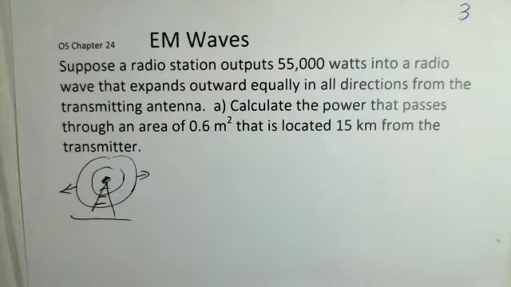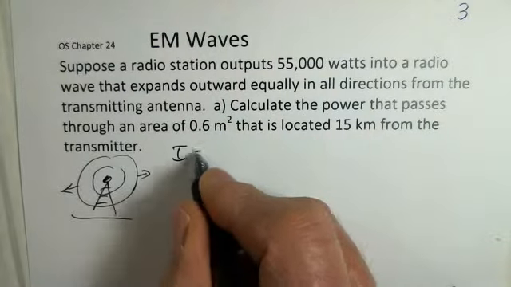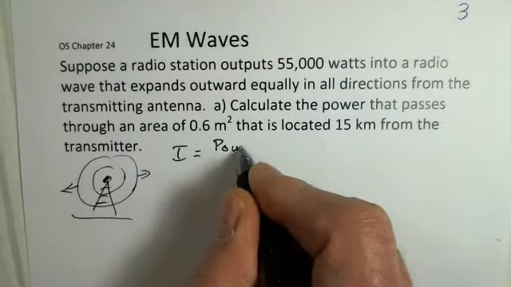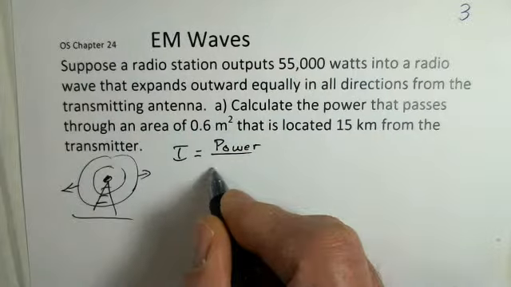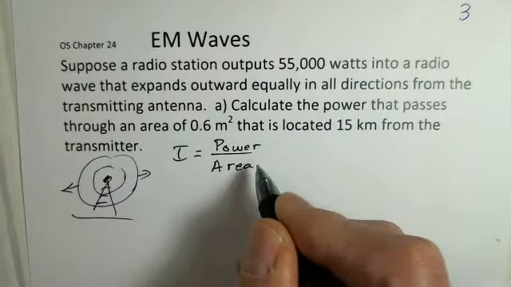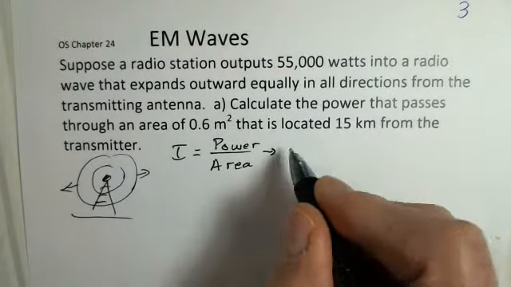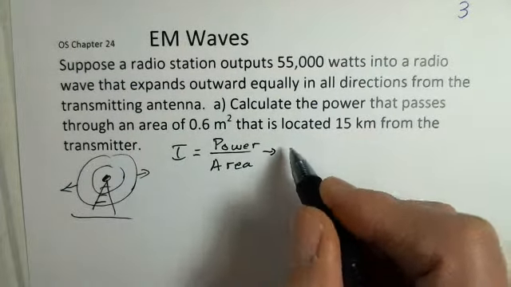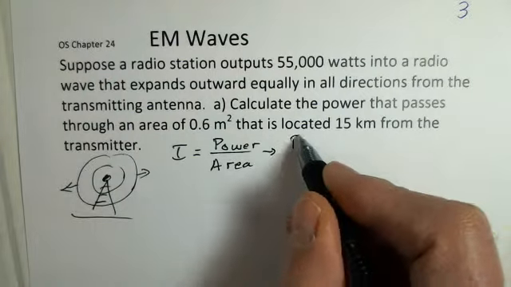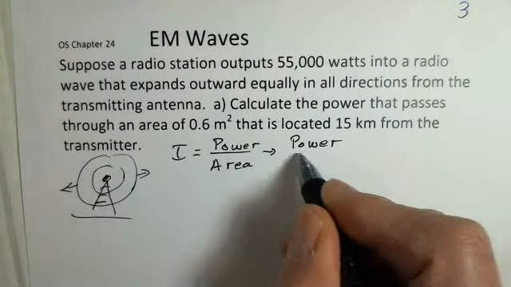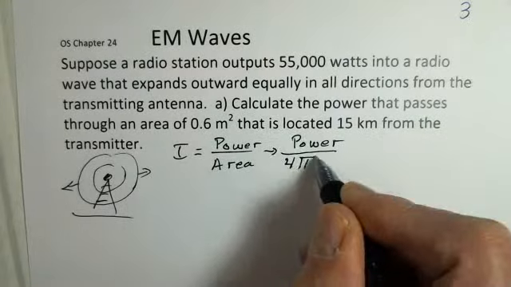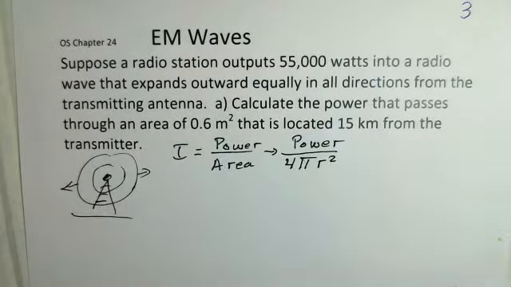As the wave moves outward, we can calculate the intensity of the wave based on the power divided by the area that power is spread out over. And for this situation, expanding out into a sphere, we're going to have that power over an area of 4 pi r squared. That's the formula for the surface area of a sphere. R is the radius, so 4 pi r squared.